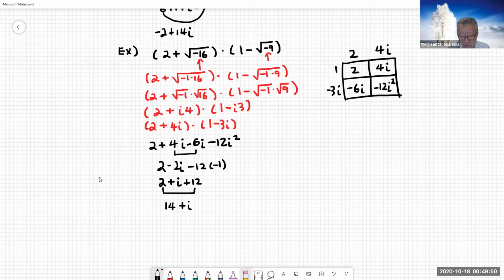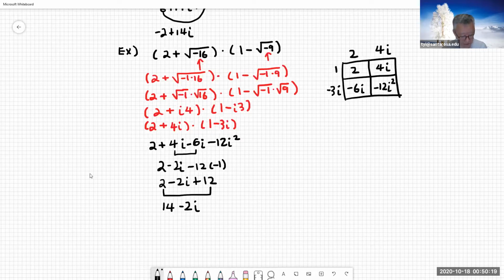Hang on. Just delete everything and redo the whole thing. Okay. All right, so we have what? 2 minus 2i plus 12. And combine these two, we get 14 minus 2i. That should be our answer there.